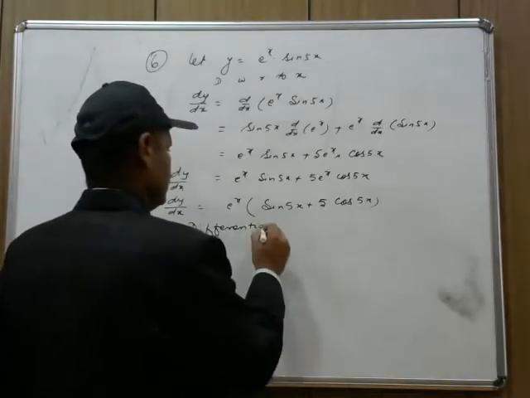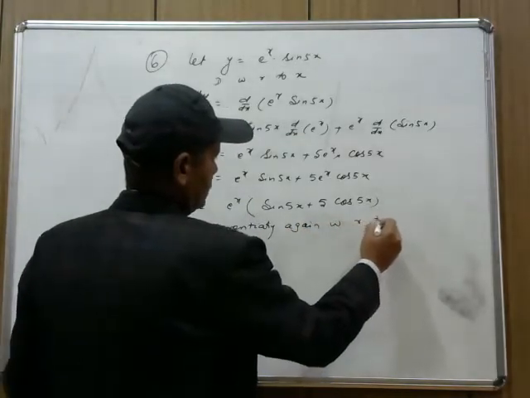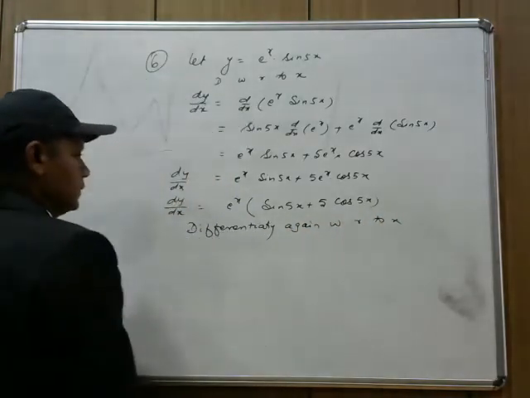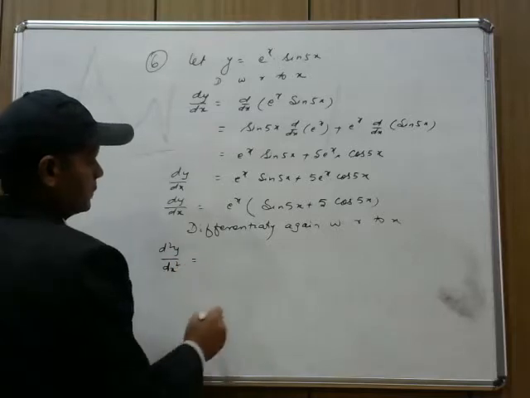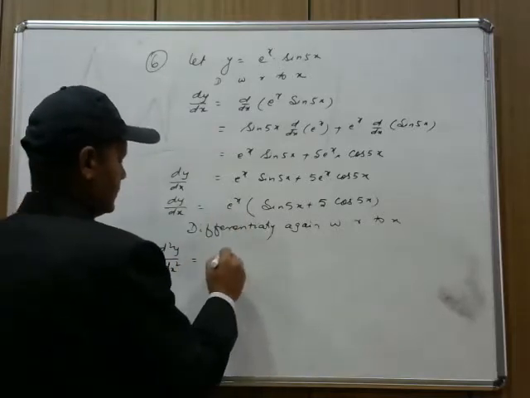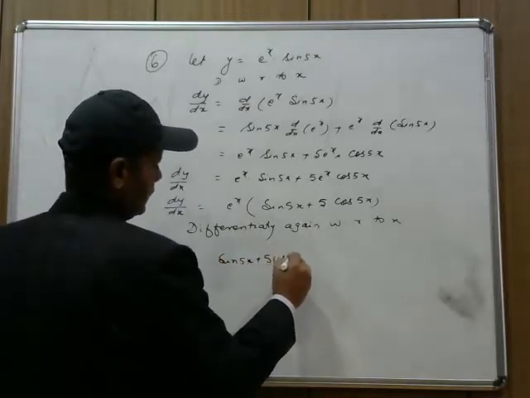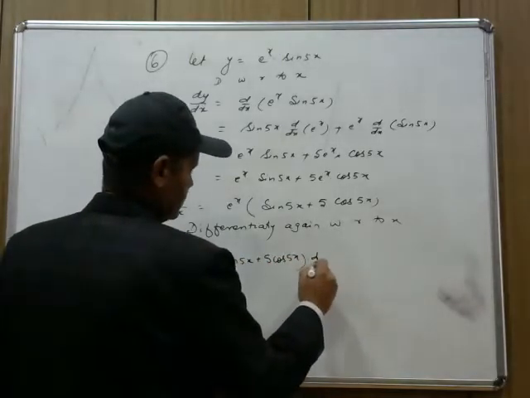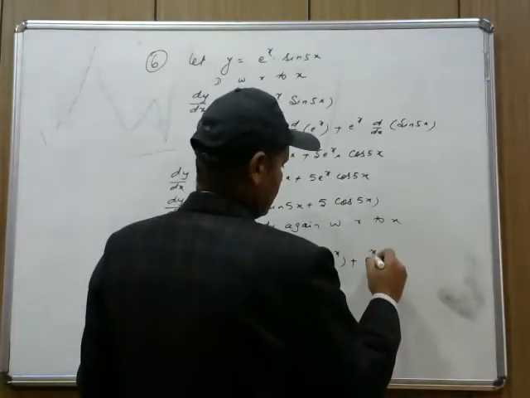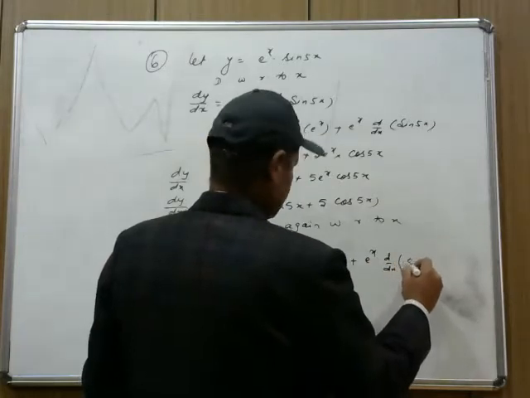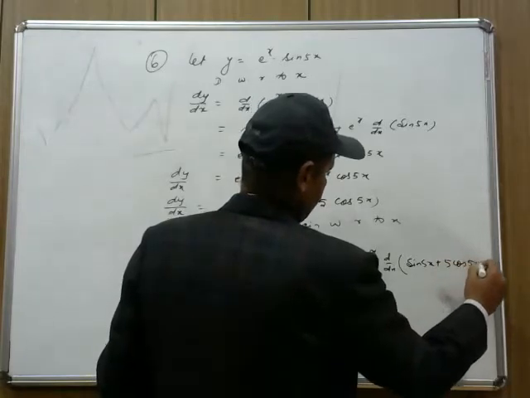Differentiating again with respect to x. d2y by dx square is equal to differentiation of first second as it is. So I write first second, sin 5x plus 5 cos 5x as it is, into differentiation of e to the power x, plus e to the power x as it is into differentiation of sin 5x plus 5 cos 5x.